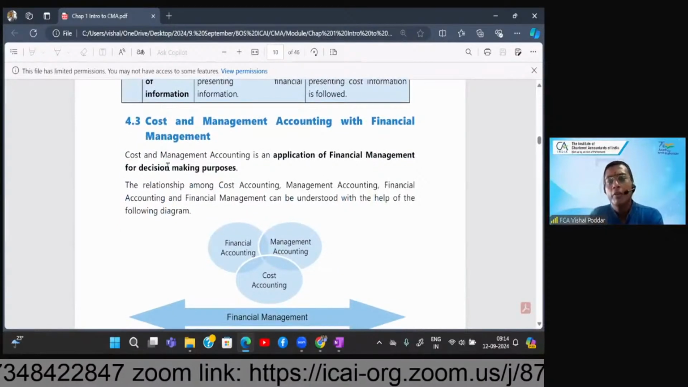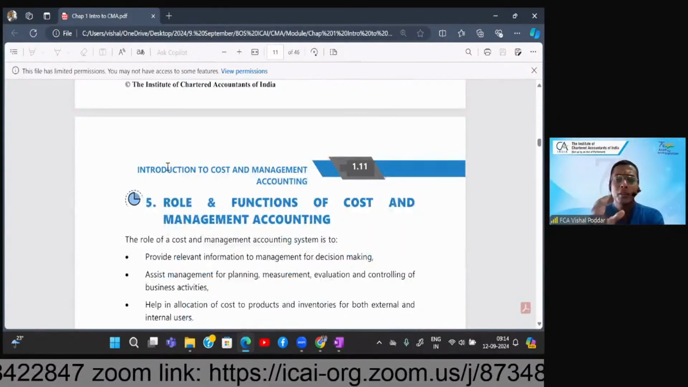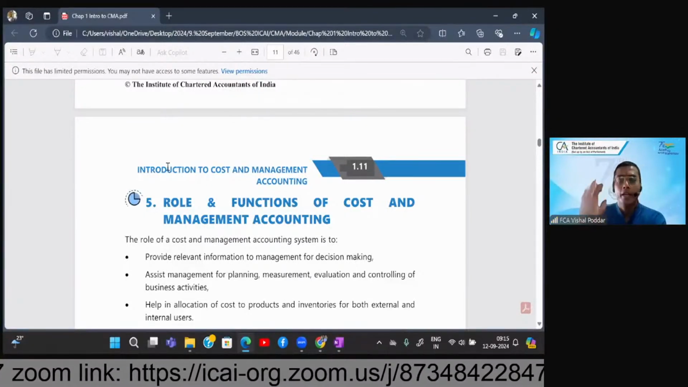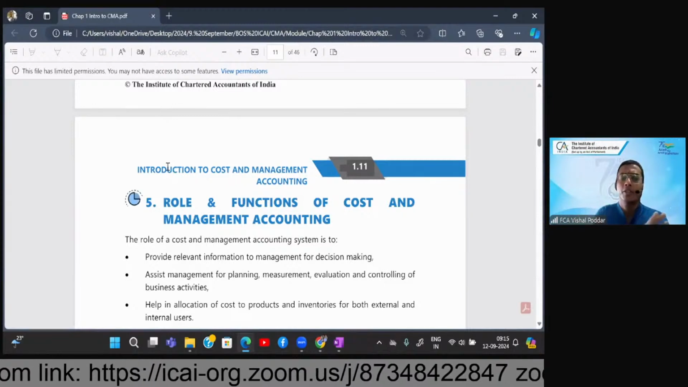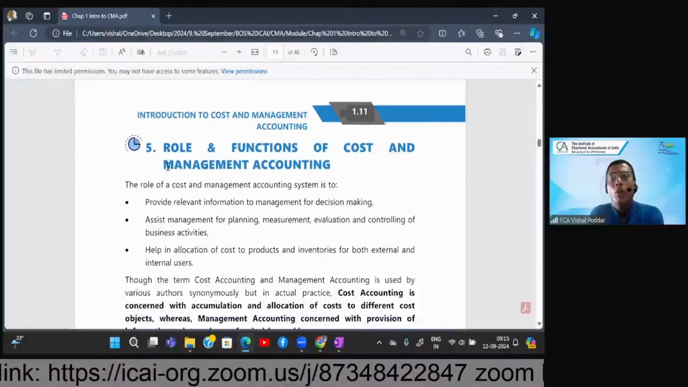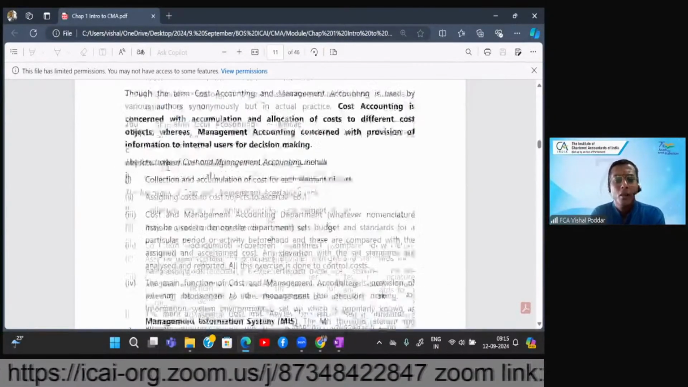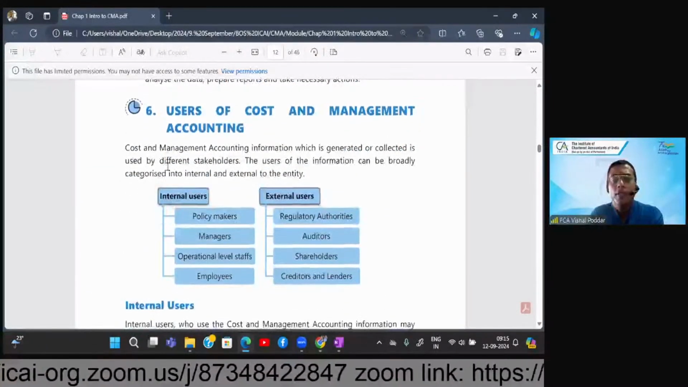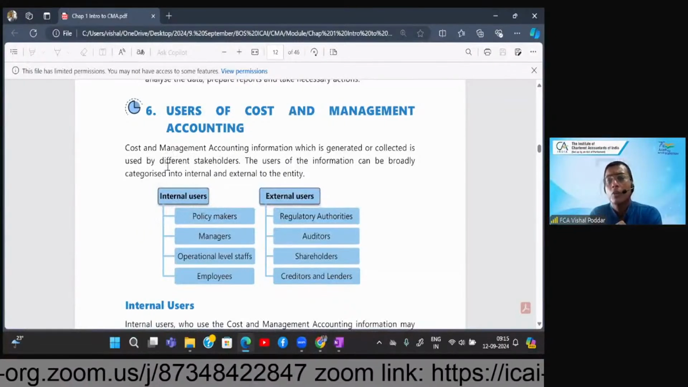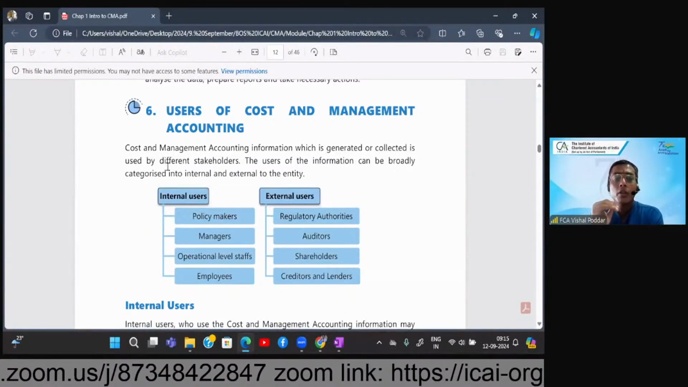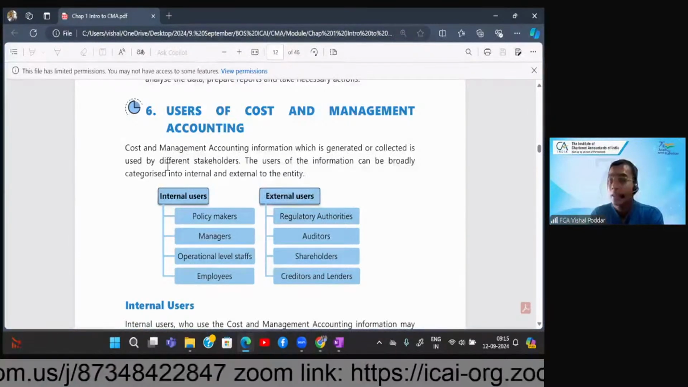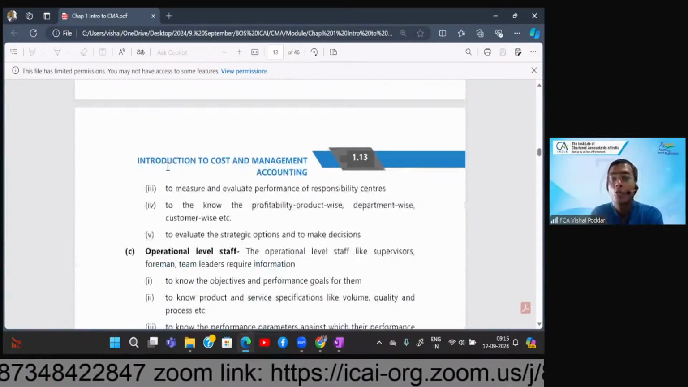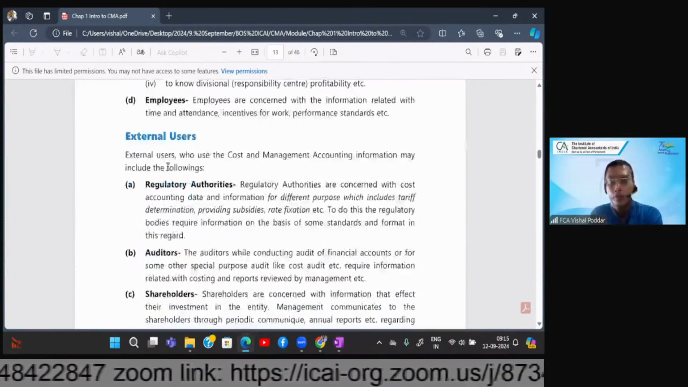Fine. Then you have the difference between management accounting and financial accounting. It is simple. Financial accounting is only related to the financial part. Management covers costing, financial, taxation, everything. So management is much wider than financial and cost accounting. Then you have roles and functions of cost and management accounting. It's fine, I'll just skip. Then you have users. I already explained internal and external users. So for all cost data, generally the users are internal only. Externally, we never share our cost data. Even the management data will not be shared with outsiders because it is very risky for your business.